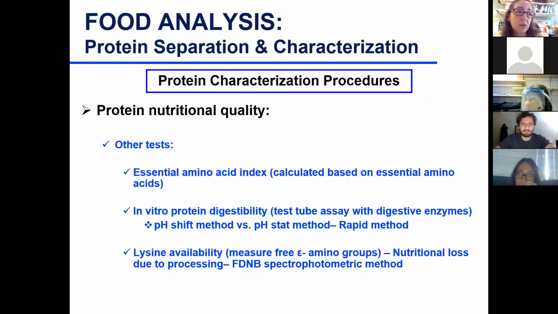For example, you just specifically measure the epsilon amino group, which is the amino group in the R chain, which is directly related to the lysine presence. You can react that amino group with fluorodinitrobenzene as the reagent, and you get a chromophore that absorbs light or fluoresces.